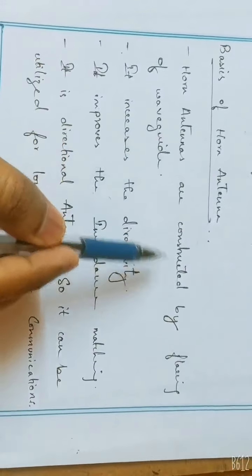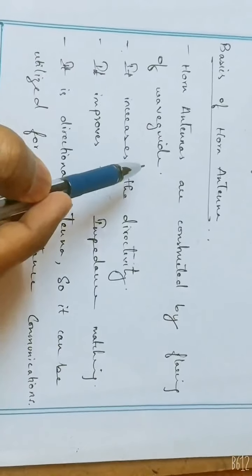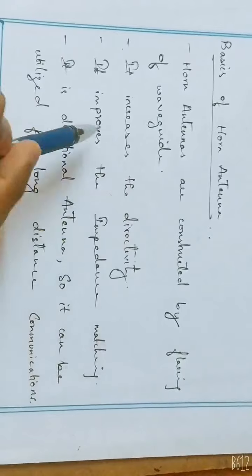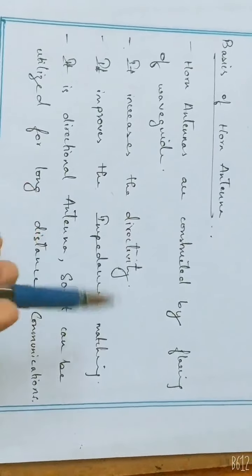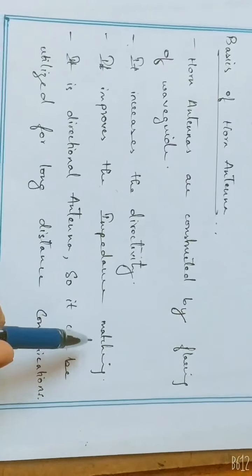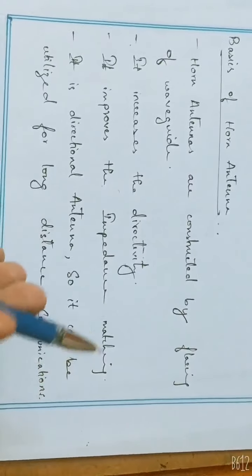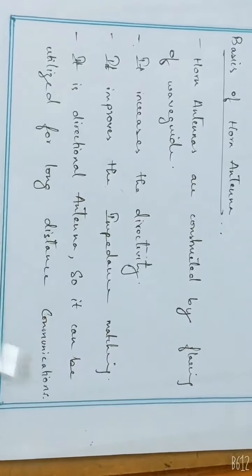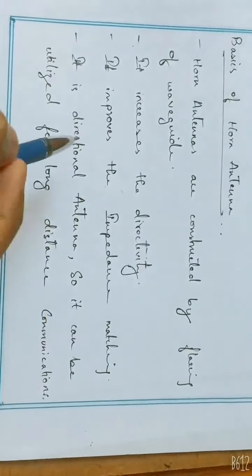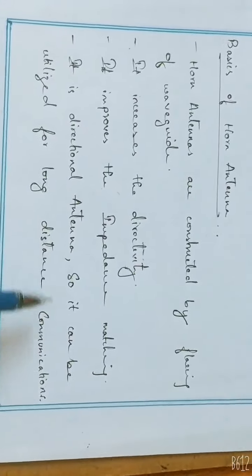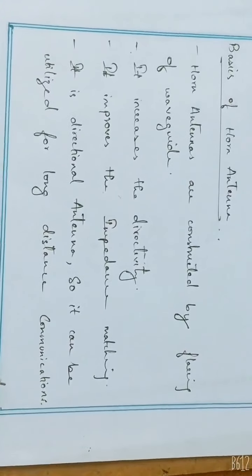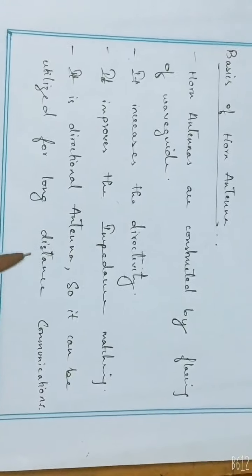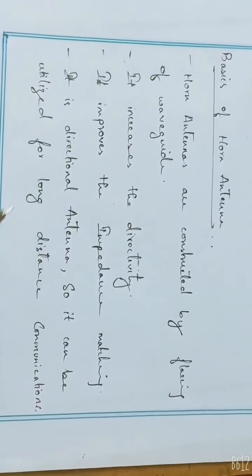Horn antennas are constructed by flaring of a waveguide. We usually flare the waveguide, which increases the directivity and also improves the impedance matching. We will see how impedance is matched to free space in our further video. It is a directional antenna, so it can be utilized for long distance communication. It is called a directional antenna because it has directional characteristics.